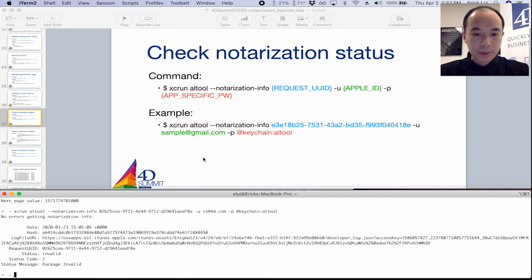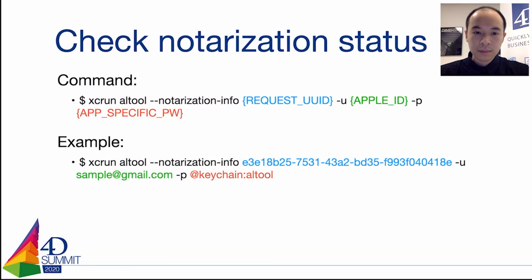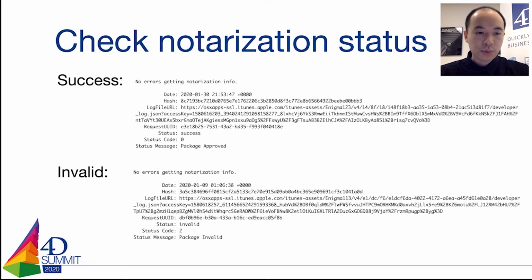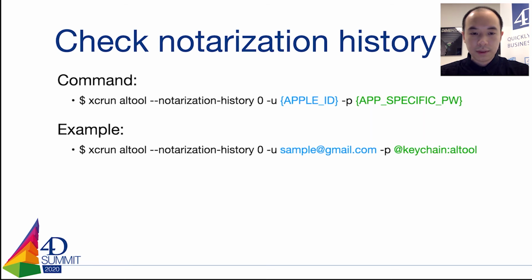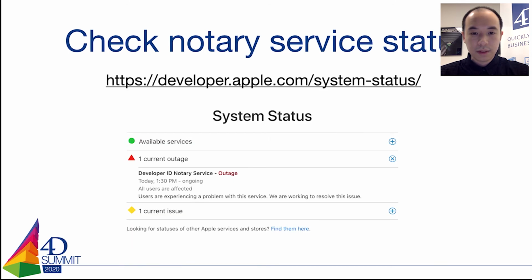So let's continue here. This is what a success would look like. This is what it would look like if an app was invalid for notarization. You can see from the status message. This is the command that you would use, as we've already shown, to check your notarization history. You would see something like this. Go to this website to check for any outages.